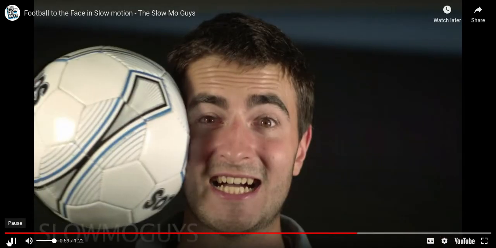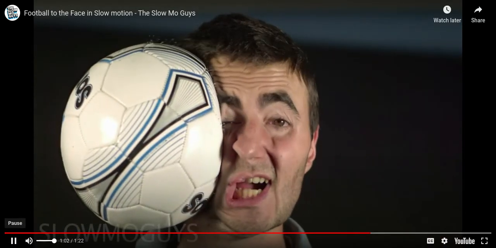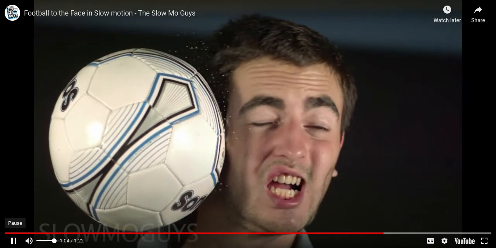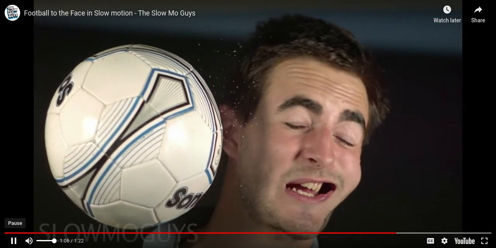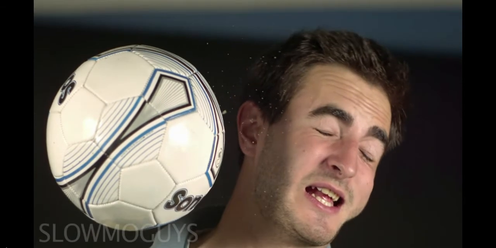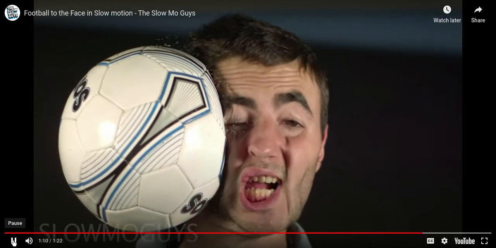It's like one of those Newton's cradle things. The ball just stops dead and then your head carries on at the same speed. That's ridiculous. Look at this. I reckon this should be your Facebook profile.